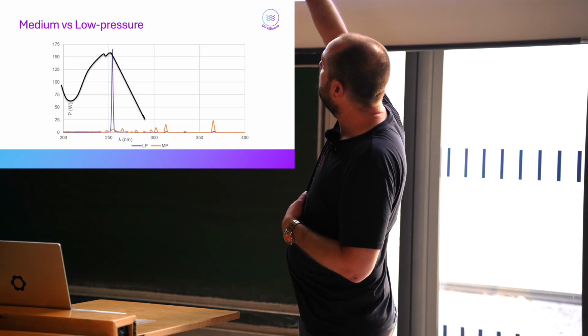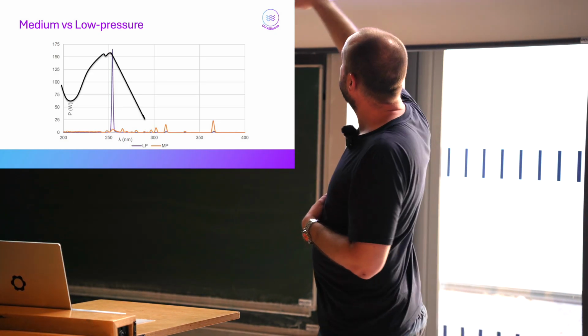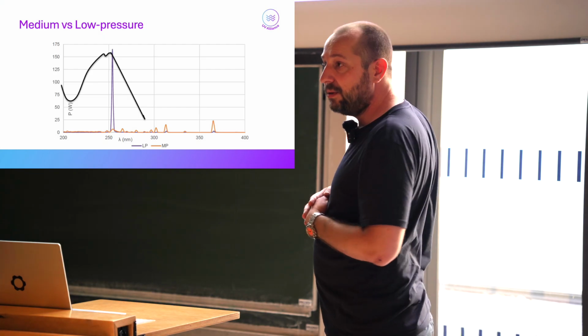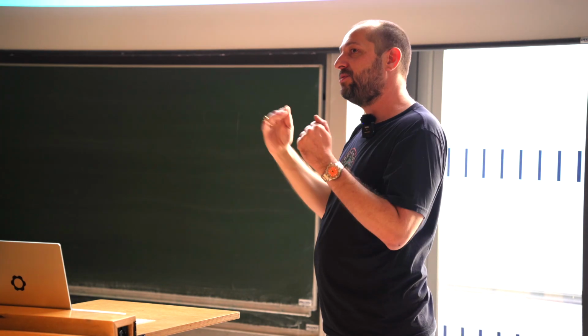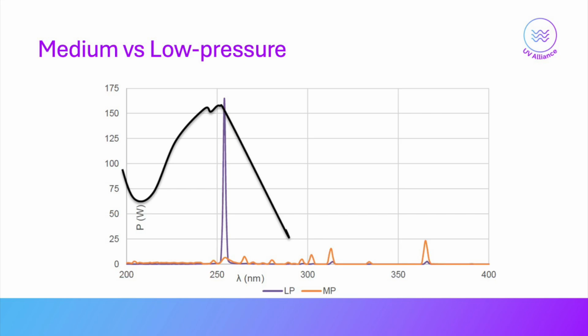The purple line you see here is the emission line of low pressure lamps. The orange line is the emission line of medium pressure lamps, and these are the same scale. So when you integrate these lines, you quite quickly see that a low pressure lamp for the same amount of light produces more light than a medium pressure lamp does. However, the medium pressure lamp produces a few more wavelengths, which you can use for other things. Quite often also this can cause unwanted reactions.